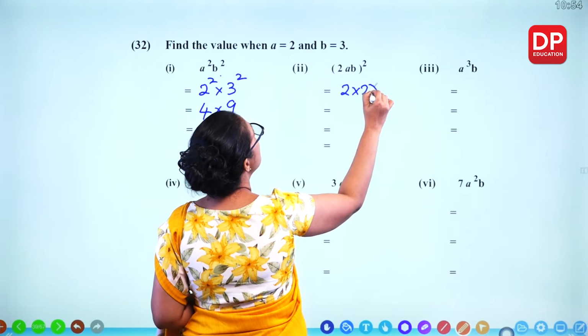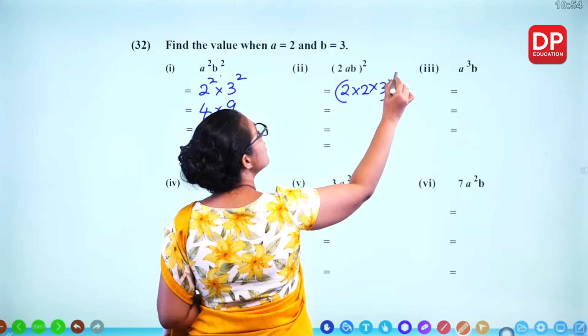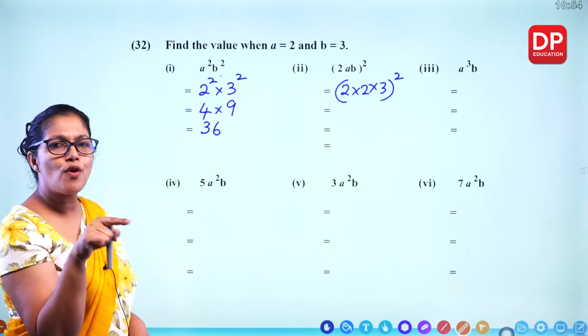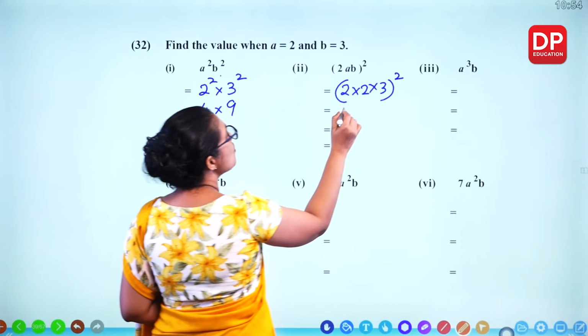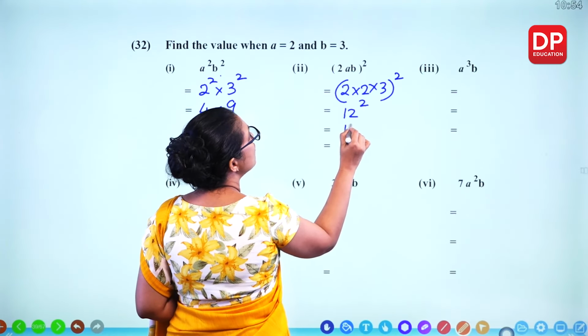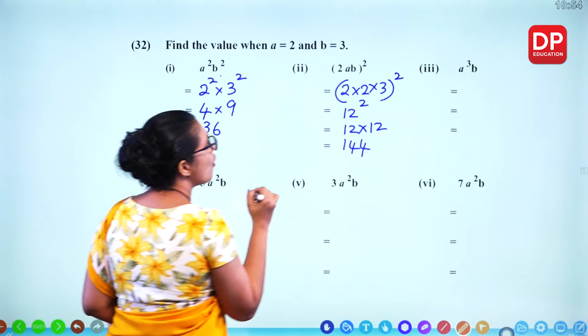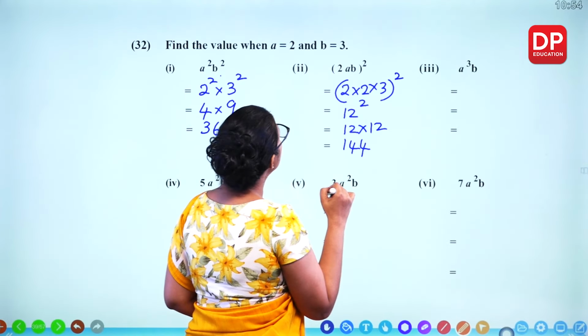This one, 2a. A is 2, b is 3, to the power 2. Now we can simplify inside. 2 times 2, 4. 4 times 3, 12. 12 squared. What is 12 squared? 12 times 12. 144.